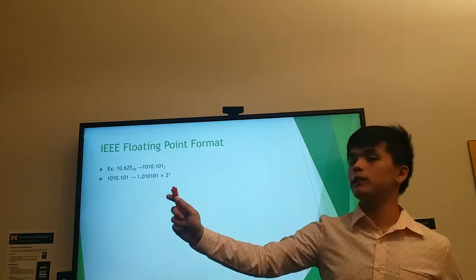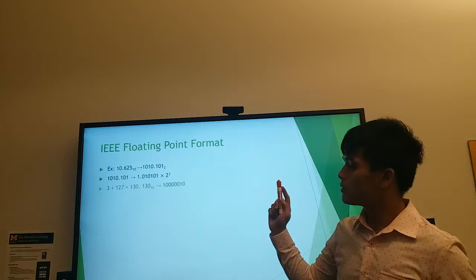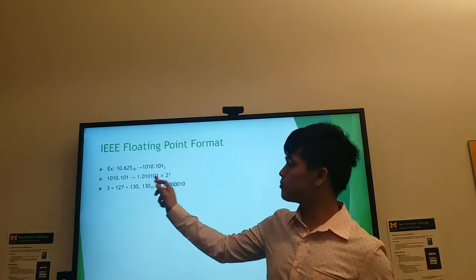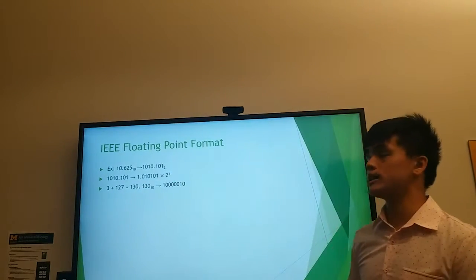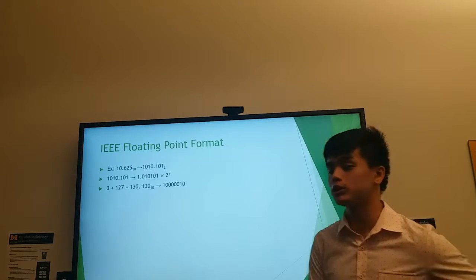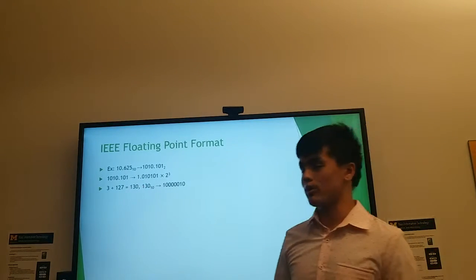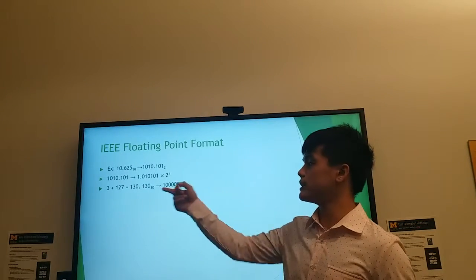So what will be our sign bit? Our sign bit will be 0 because it is a positive number. And our exponent is 3. And as we said, we have to use a bias of 127 encoding. We have to add 127 to get the actual number we're trying to encode. So the number we're trying to encode is 3 plus 127, which is 130. And if we turn it into binary, it's this number over here.